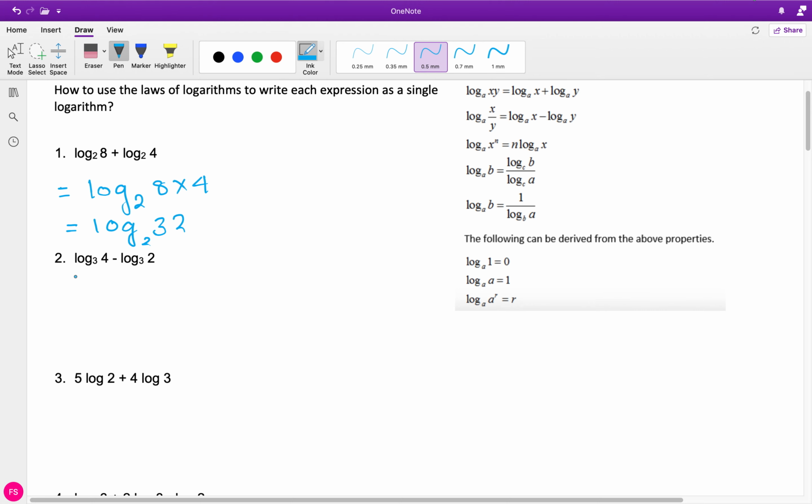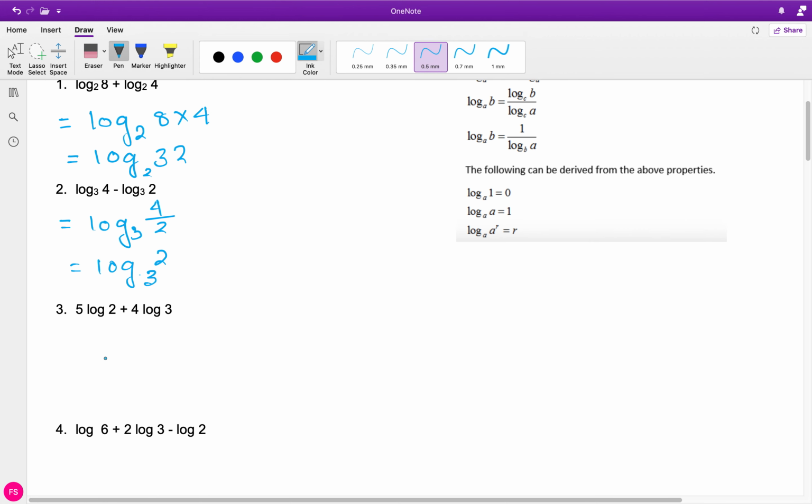Number 2, log of 4 minus log of 2. Again, you have the same base and you're subtracting two logs. Whenever you have the same base, you can divide the terms. This equals log base 3, and I'm just going to divide 4 by 2. This will give me log of 2 to a base of 3. That's all.